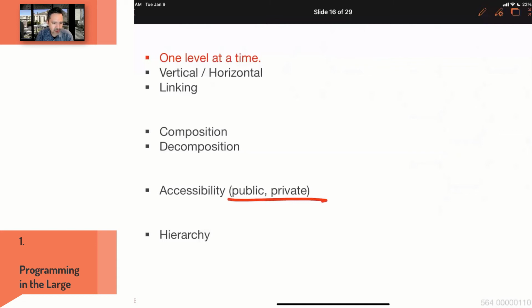Best case scenario, only one service or one public method. That best case scenario does not exist. You're going to have a group of publics, but also a group of privates. Another decision at the design level: what is going to be public? What is going to be private?